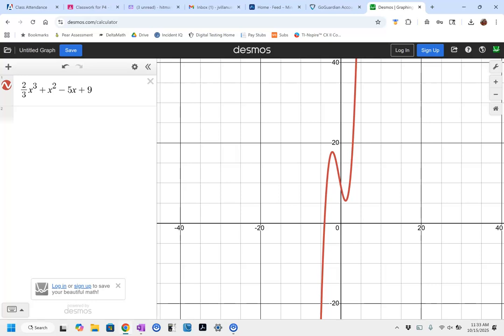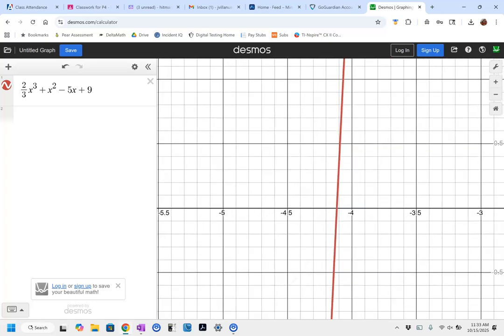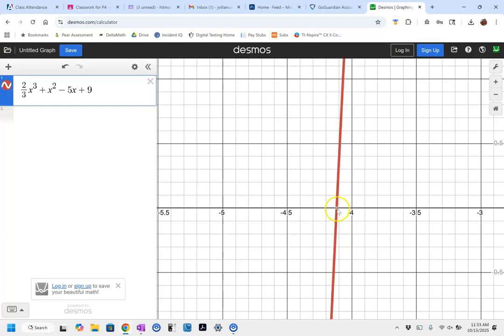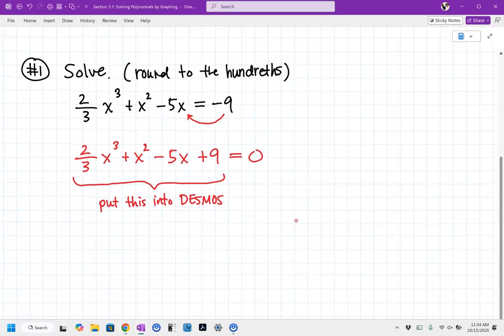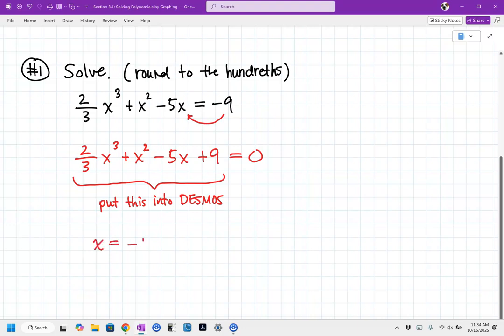So just zoom in to where it touches the x-axis. So it touches right around here. So I'm just going to click on it. And it gave me the answer, negative 4.11765. If I round it to the nearest hundredths, so 117, that 7 makes this 1 become a 2. So it's negative 4.12. So all I'm going to do is go back to my homework. And I'm going to write x equals negative 4.12. And I'm done.